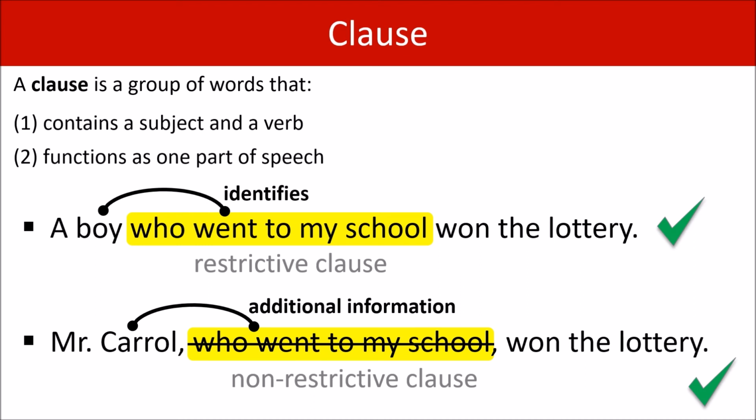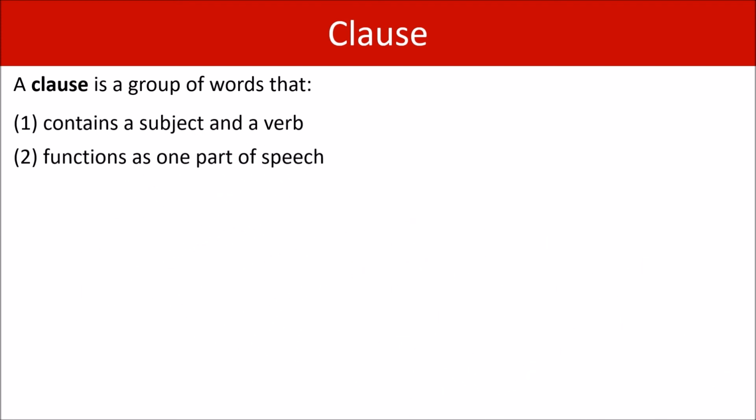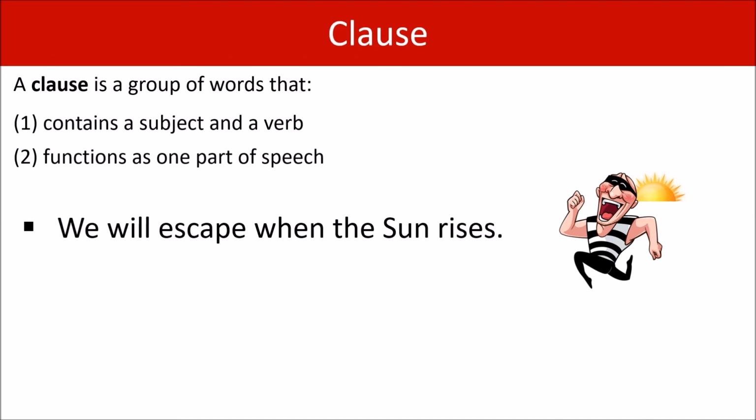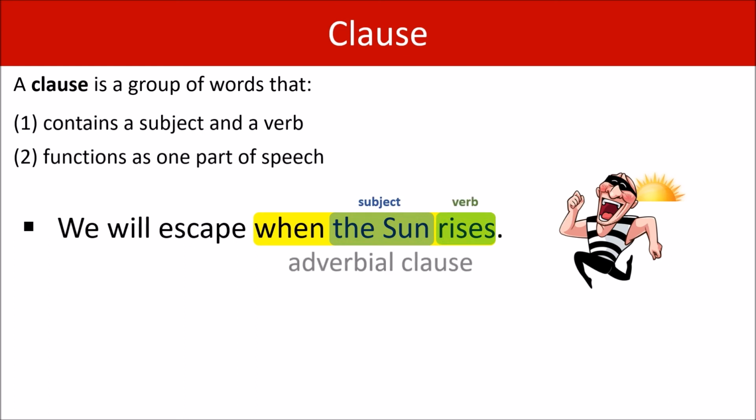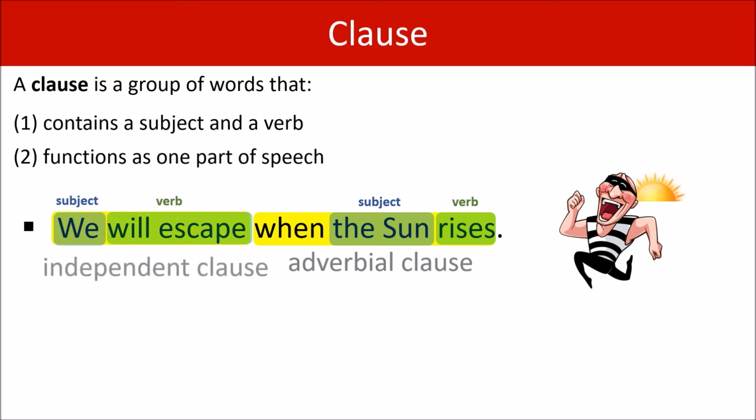I don't want to end on these technical points. I want to end with a summary of the main points. A clause is a group of words that contains a subject and a verb. There's our subject, there's our verb. And functions as one part of speech. Well, this one functions like an adverb, so it's an adverbial clause. Also, don't forget you have an independent clause. That will also have a subject and a verb. And it will work as a standalone sentence.